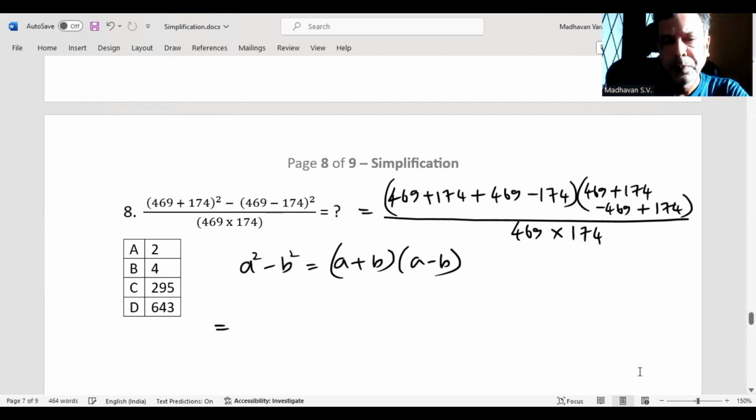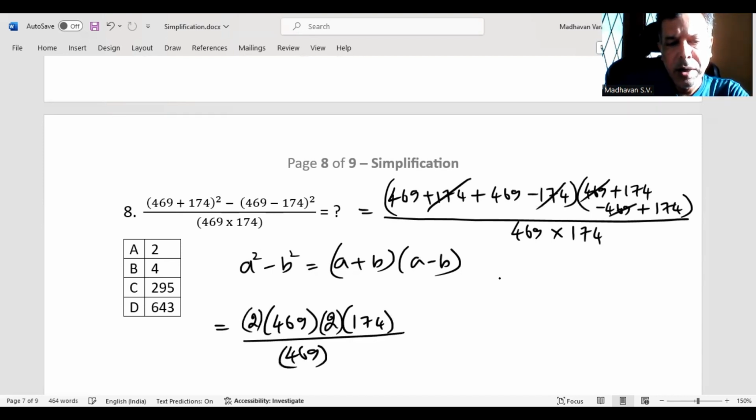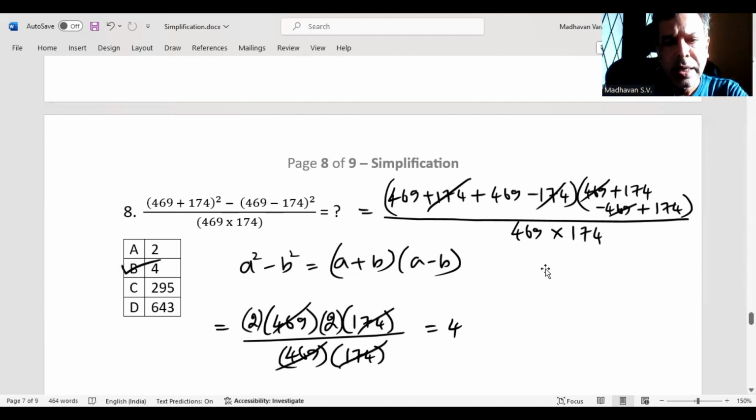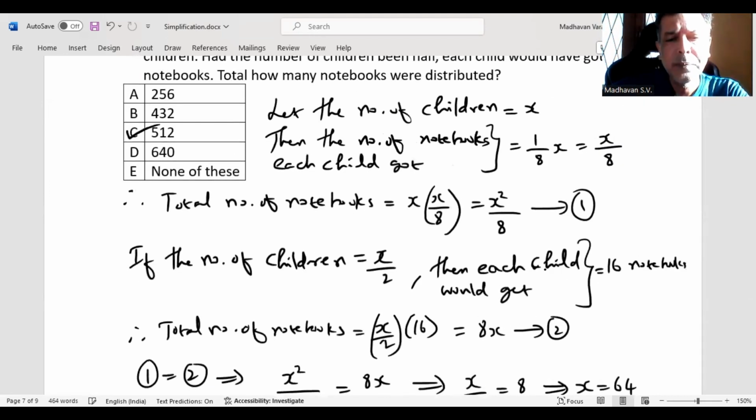That is equal to, now we can cancel these two. So that will be 2 times 469 multiplied by 2 times 174 divided by 469 multiplied by 174. This and this get cancelled, this and this get cancelled. The result is 4. So here it is option B. The previous one I didn't tick: 512, which means option C.